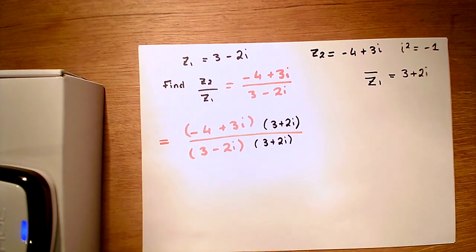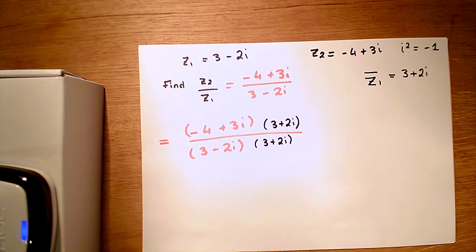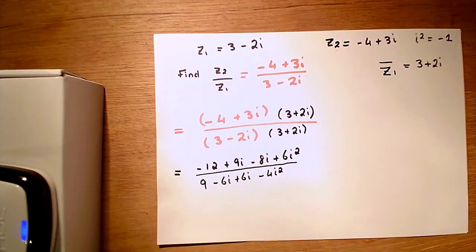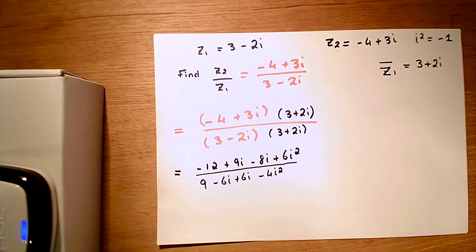And now it's a case of multiplying these guys out. We can obviously do our binomial expansion or our array method, if that's what comes to you in an easier manner. And once we multiply out top and bottom, we can see clearly there that the top has become minus 12 plus 9i minus 8i plus 6i squared. Obviously we had 3i times 2i, that gives us our 6i squared. And then on the bottom we have 9 minus 6i plus 6i minus 4i squared.